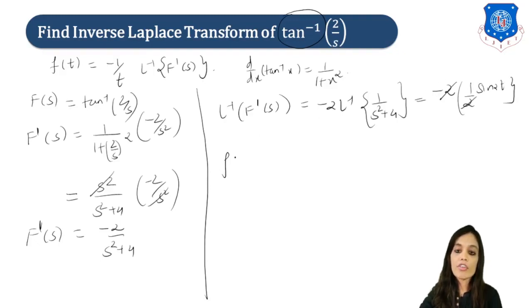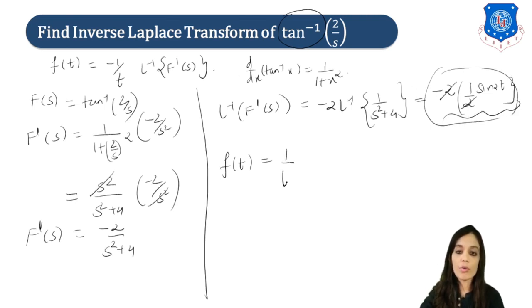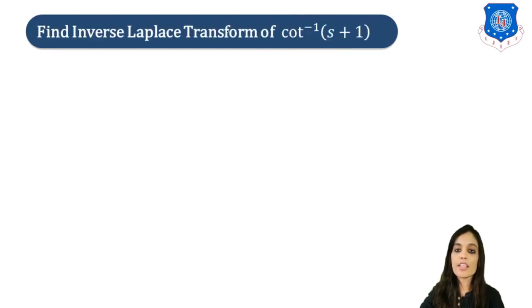So for the final answer of f of t, we just have to multiply the given answer by 1 upon t. So minus minus plus, so 1 upon t sine 2t is the answer of our given example. Now let us move on to our next example.